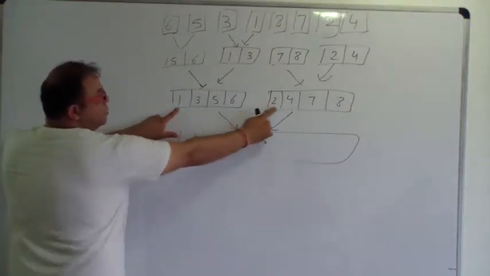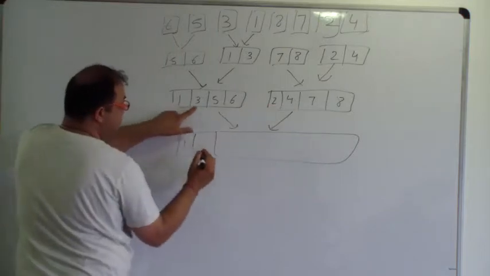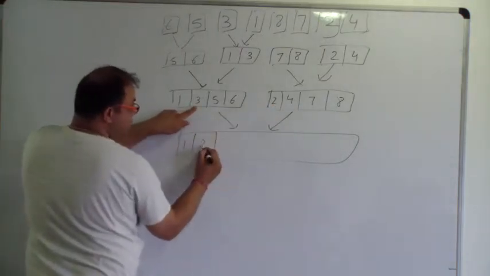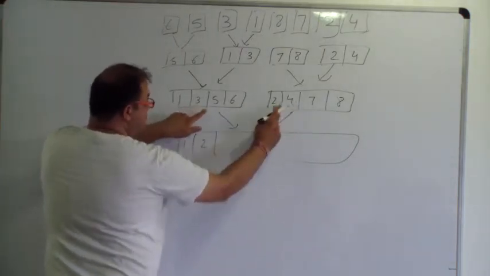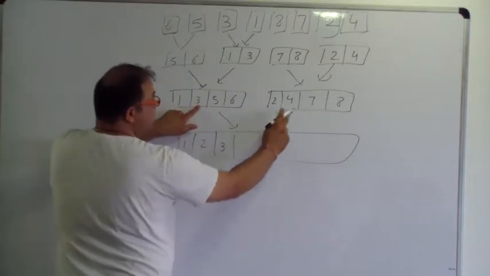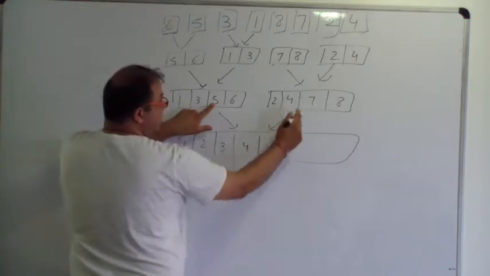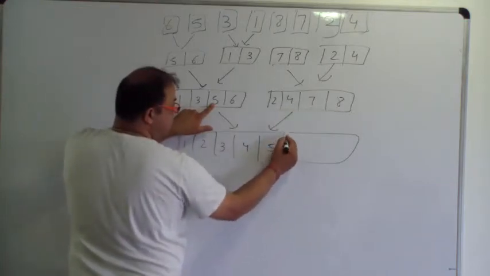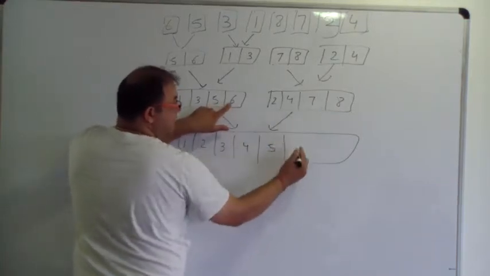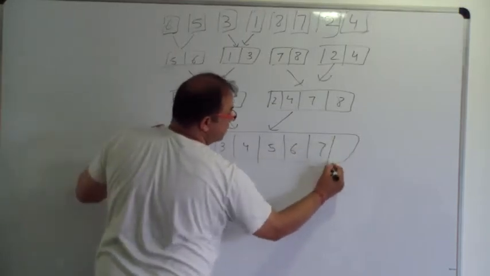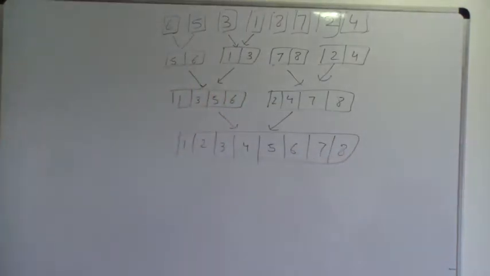So 1 and 2, 1 is smaller, 1 will come. 3 and 2, 2 is smaller. 4 and 3, 3 is smaller. 4 and 5, 4 is smaller. 5 and 7, 5 is smaller. 6 and 7, 6 is smaller. And then 7 and 8. Yes? This is how the merge sort works. So is it recursive? Yes, it is going to be recursive.